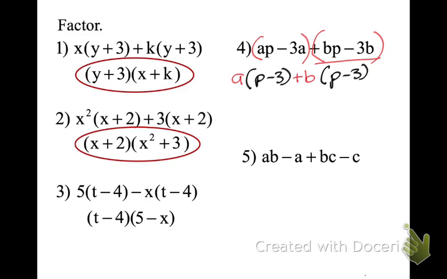Well, what common factor do both terms have? P minus 3. And what's left? A plus B. A plus B. Try the next one. Pause it, and you guys try the next one on your own.